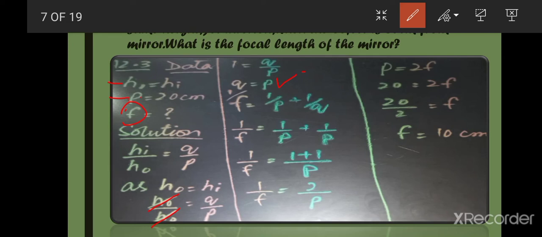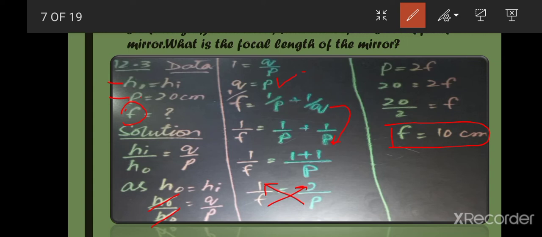By using the mirror formula, 1 by f equals 1 by p plus 1 by q, putting q equals p, and taking the LCM you will get 2 by p. By cross multiplication you will get p equals 2f. Put the value for p, which is 20. 20 by 2 will be 10 centimeters. Here you will get the focal length of the concave mirror as 10 centimeters.